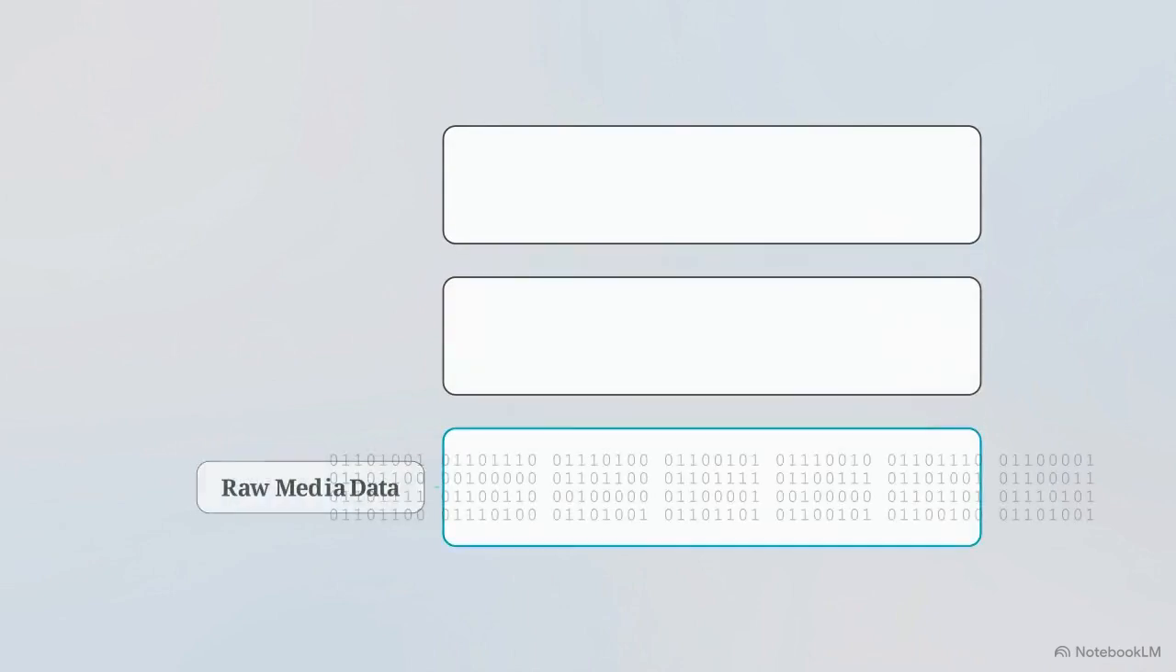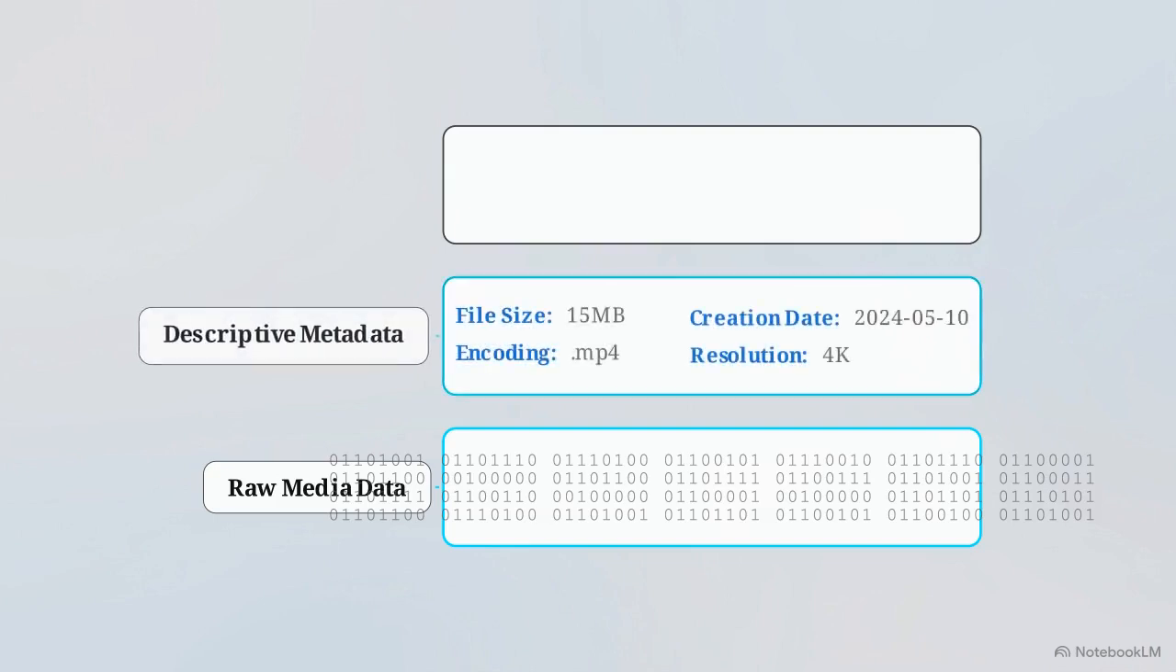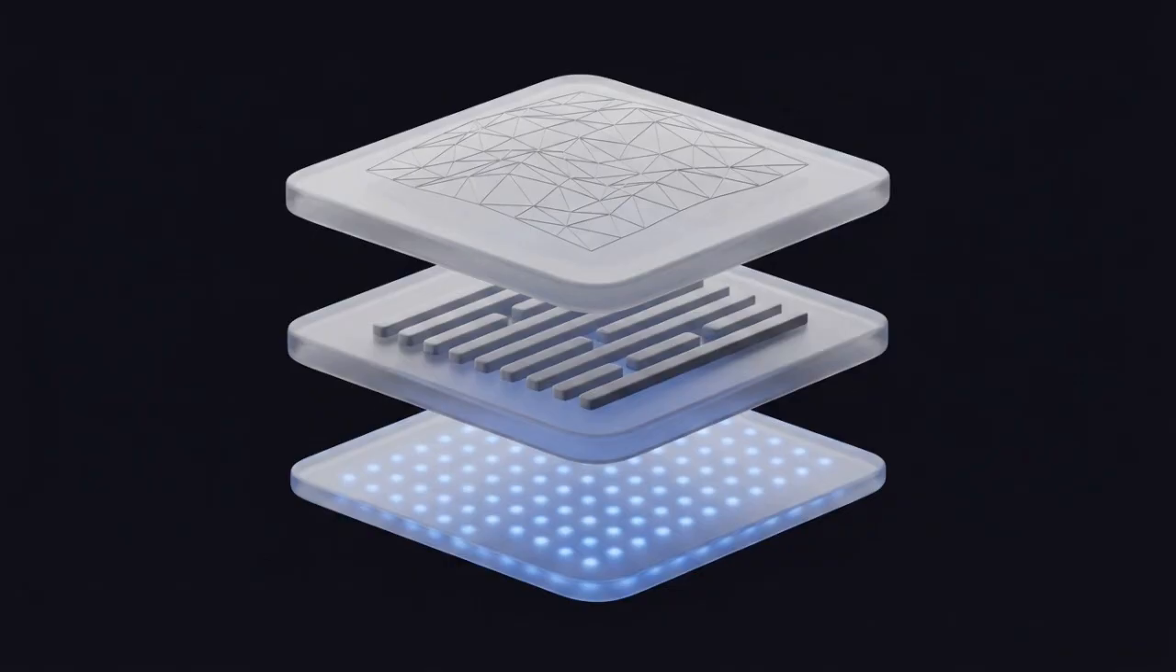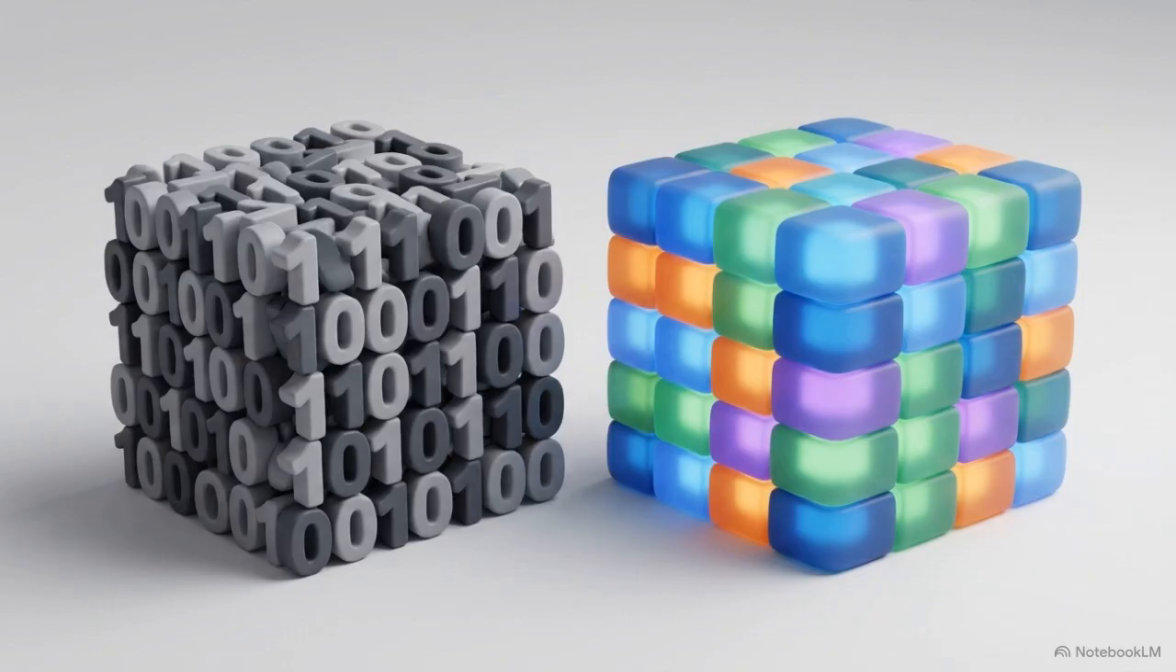The database dissects the file into 3 layers. The bottom layer is raw media data, the physical ones and zeros. The middle isolates descriptive metadata, alphanumeric tags like file size and date. The top extracts structural features, mapping physical traits like color histograms. By separating a single upload into these 3 distinct layers of metadata, the system translates a dense block of binary noise into a highly structured, mathematically queryable asset.